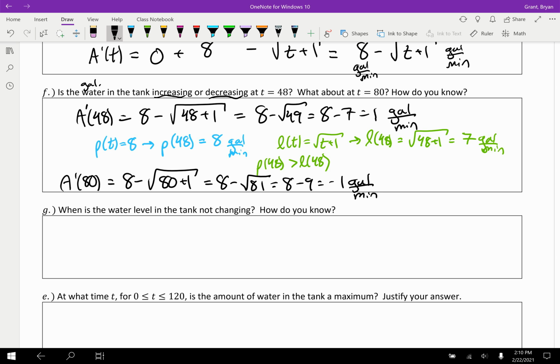You could also compare 8 and 9. 9 is our leaving or our leaking amount. We're leaking at a greater rate than we are entering, and so we are decreasing.